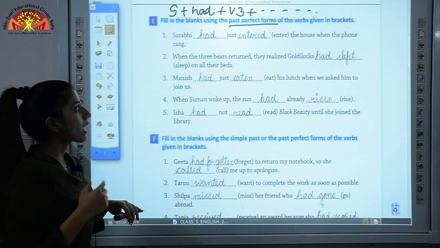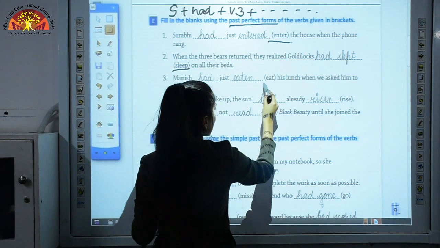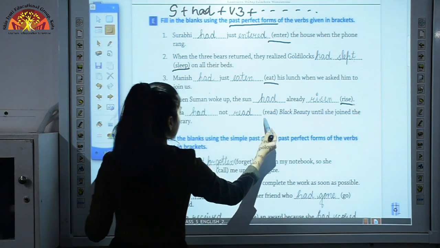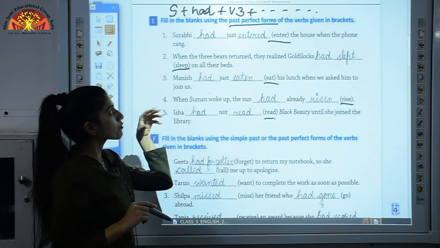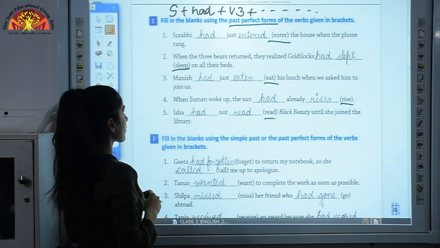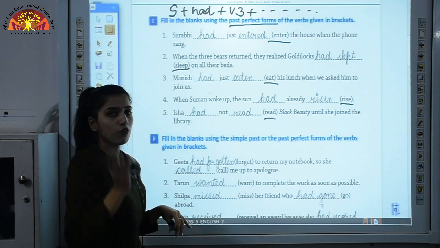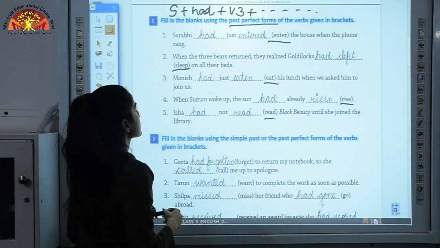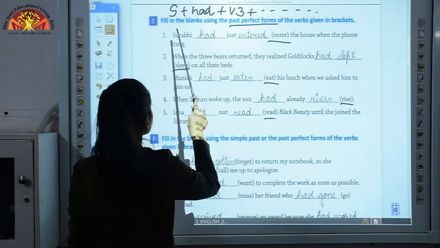Now we are given some verbs. You can see in the brackets there are some verbs given to us, so we have to fill the blank with the past perfect form of the verb. What is the past perfect form? Subject plus had plus the third form of the verb and then followed by the rest of the sentence. We will be seeing the first one over here.